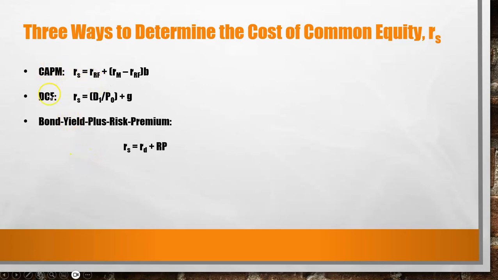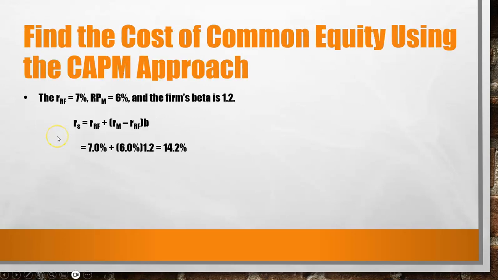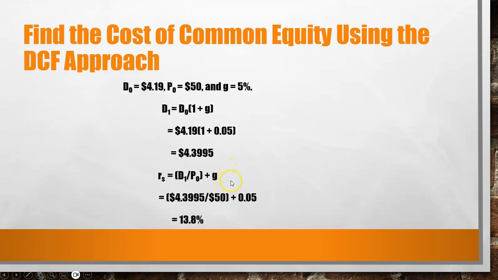Here's a couple of formulas we're going to go through real quick to figure out the cost of equity slash stocks. Capital asset pricing model. So RF is 7%, RP is 6%, and the first beta is 1.2. We go through and figure that out, and we get 14.2%. That's one cost of retained earnings slash common equity. We're going to do a couple.